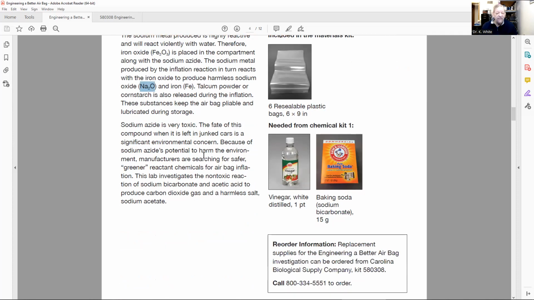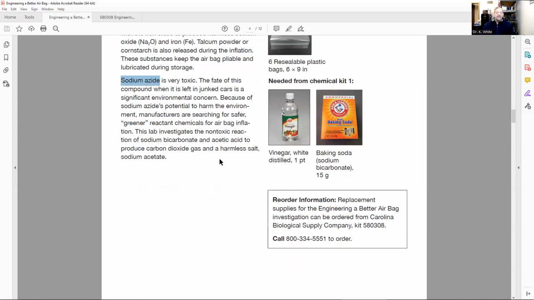Now, because sodium azide is very toxic, especially if you have cars that are now junked, with the airbags undeployed, that stuff's sitting in there. Thousands of cars, that's a lot of sodium azide. So what your job is today is to find a better chemical or chemical reaction that will fill an airbag to save people's lives.